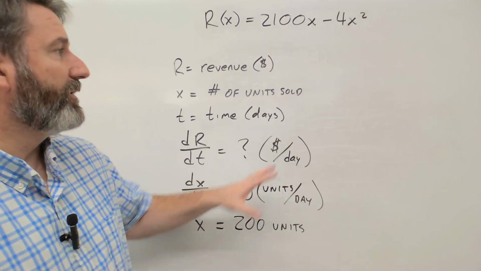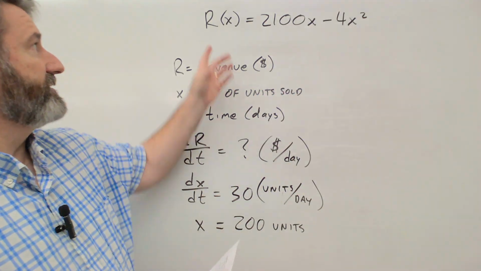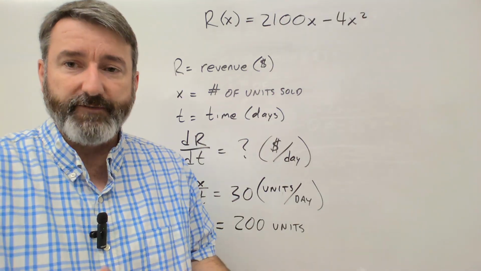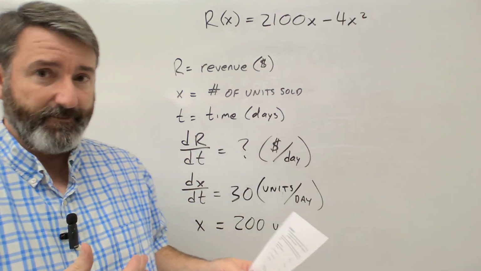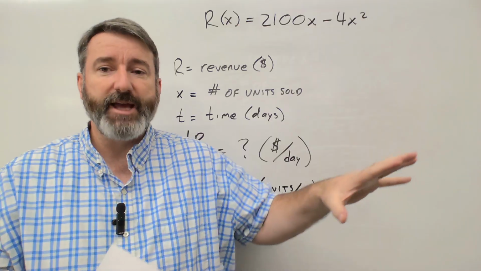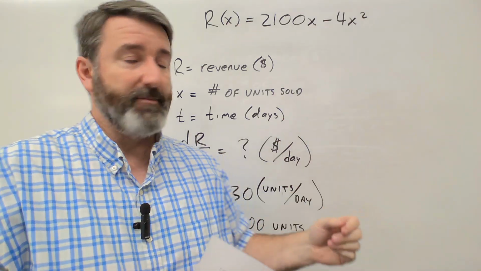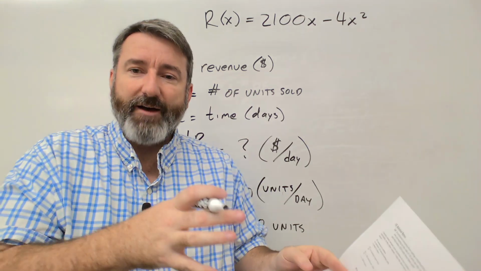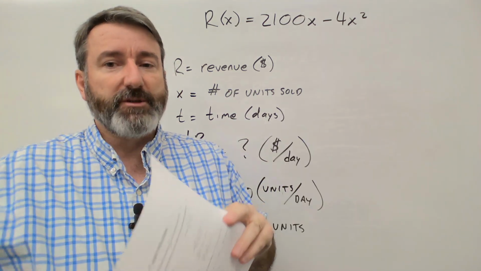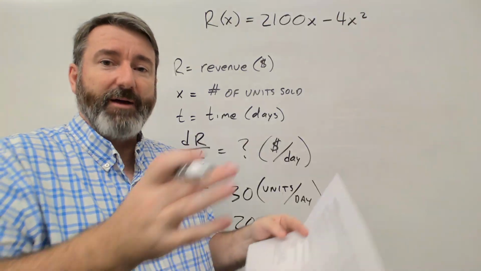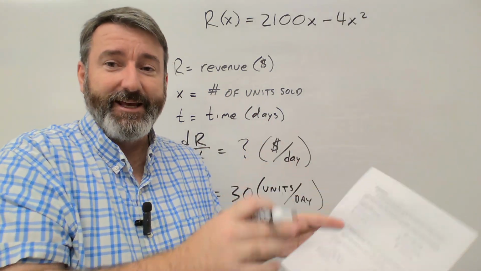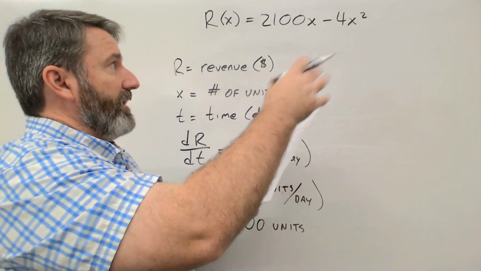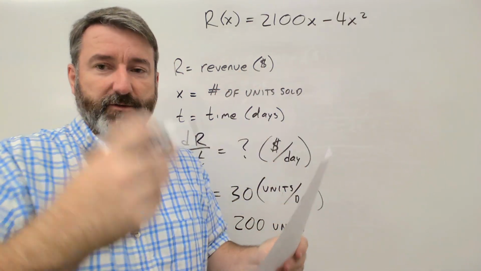Okay, so now our next job is to take the derivative of everything in our given equation with respect to time. Now remember, because we're taking the derivative with respect to time and not with respect to x or with respect to R, we always have to use the chain rule. We can treat everything as if it were a t, but then we have to multiply by the derivative of each piece with respect to time.